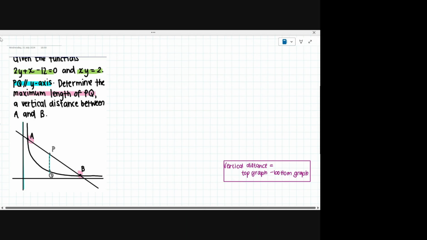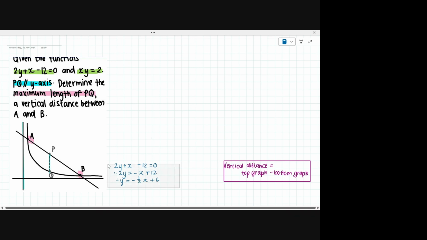First things first, though, if we want to subtract top graph and bottom graph, we need the y values. So we need to isolate y in both of these equations. Looking at the first one, 2y plus x minus 12 is equal to 0. So I'm isolating y. 2y is equal to negative x plus 12. Divide both sides by 2. y is equal to negative a half x plus 6.